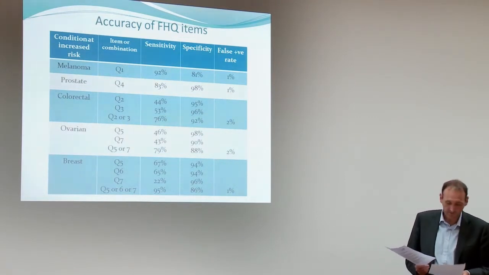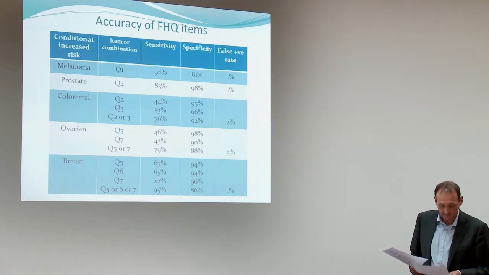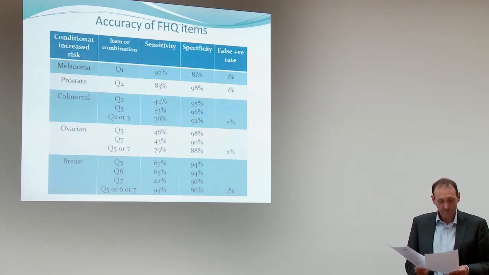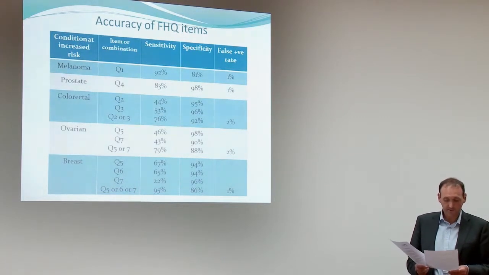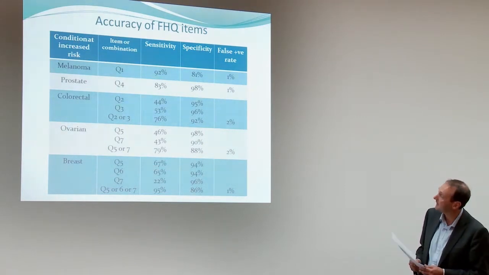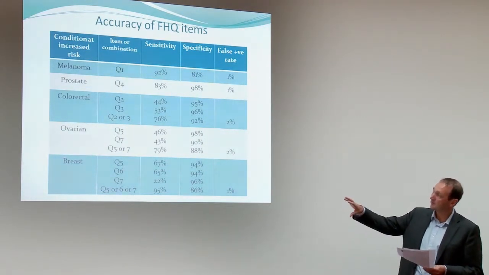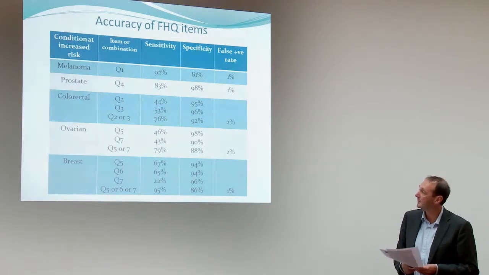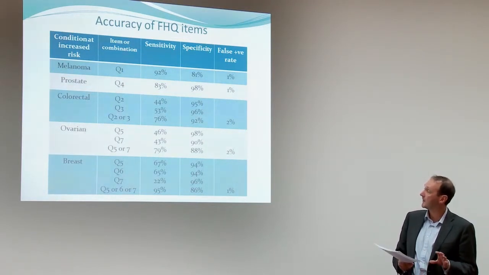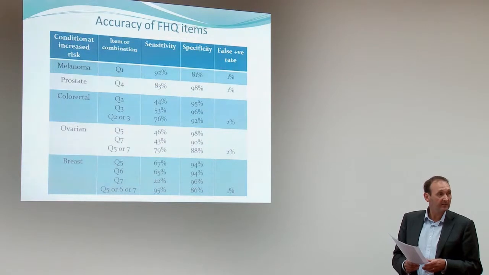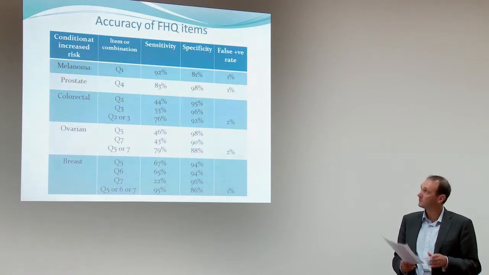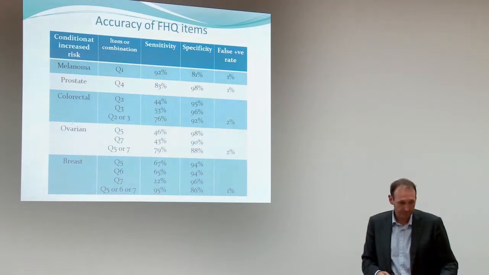And then finally with breast cancer, there were 3 items. So have any of your close female relatives had ovarian cancer? Have any of them had breast cancer before the age of 50? And do you have more than one relative on the same side who has had breast cancer at any age? And that's the question that includes second-degree relatives. And you can see that the combination of those three questions gives you very high sensitivity and pretty good specificity for identifying people who are at increased risk of breast cancer.